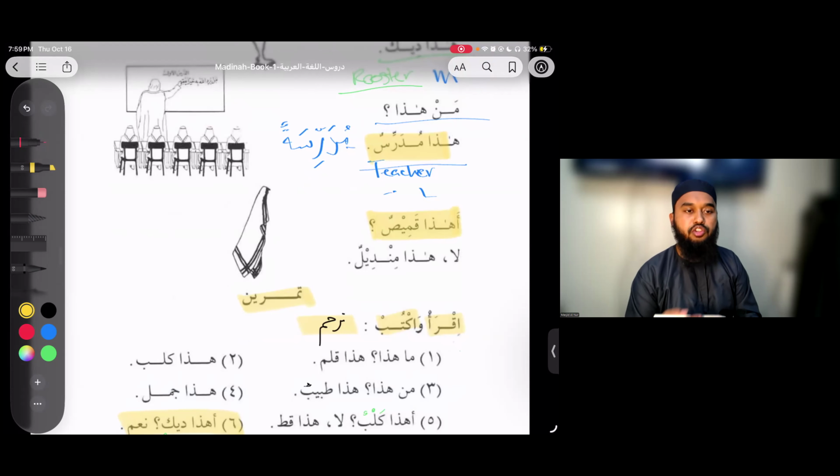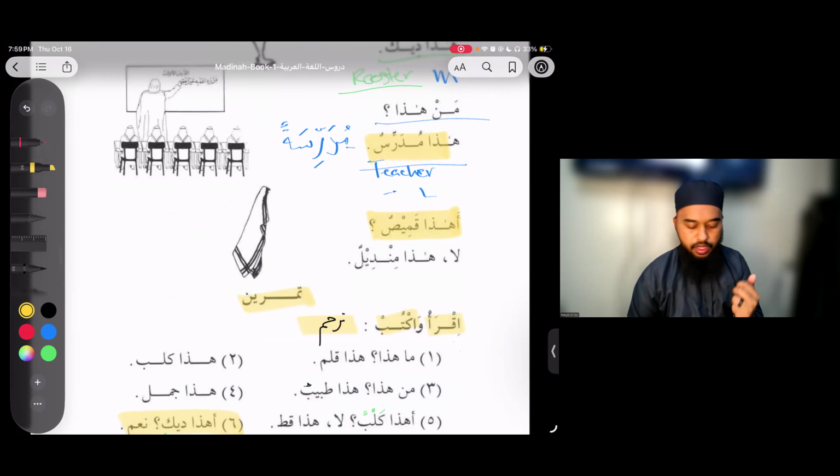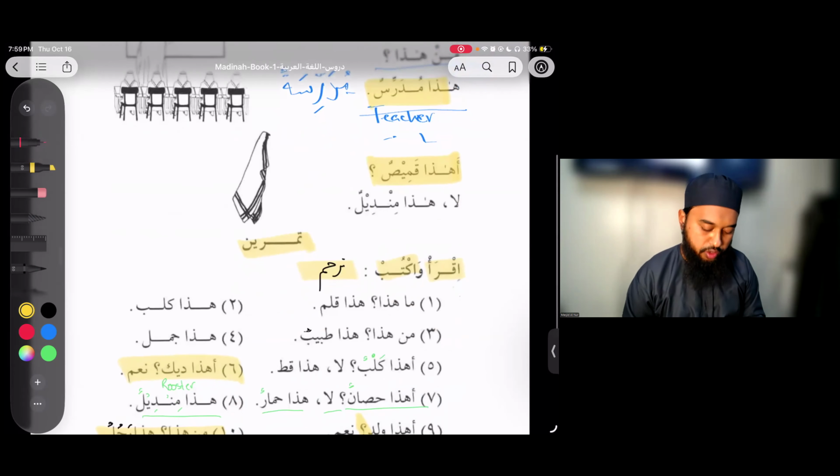La. Can someone translate this for me online? Hada mandil. Online, can you give it a try? This is a handkerchief? No. This is a scarf. Yes. Hada mandil. This is a handkerchief.